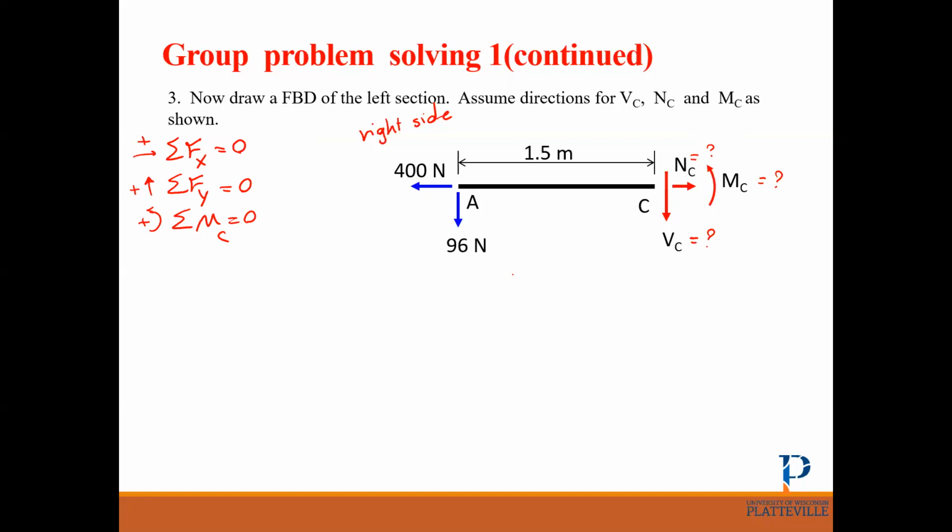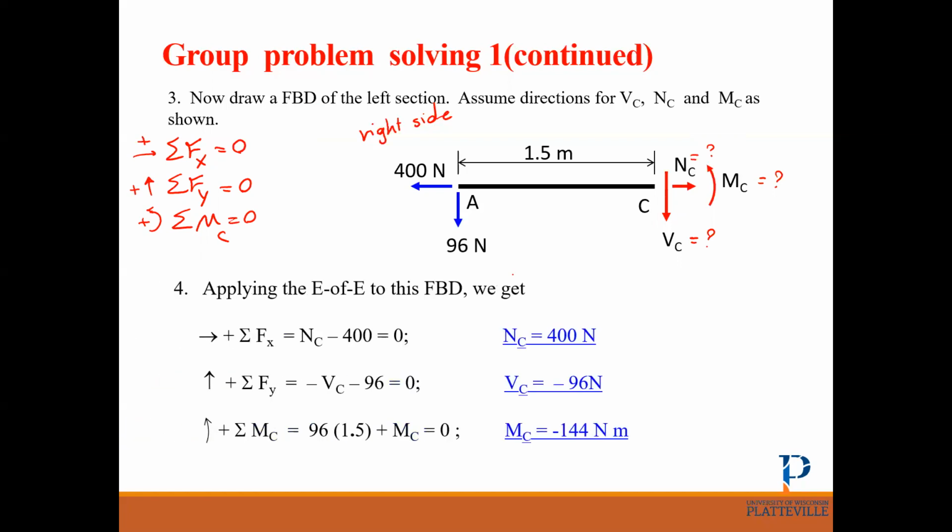All right, let's see the answer. Now, if you write sum of Fx equals 0, the only forces in the x direction are 400, which is negative, and Nc. Okay, so you can solve for Nc. Sum of Fy equals 0, the only Fy forces are 96 newtons and the shear force. So you can solve for Vc.